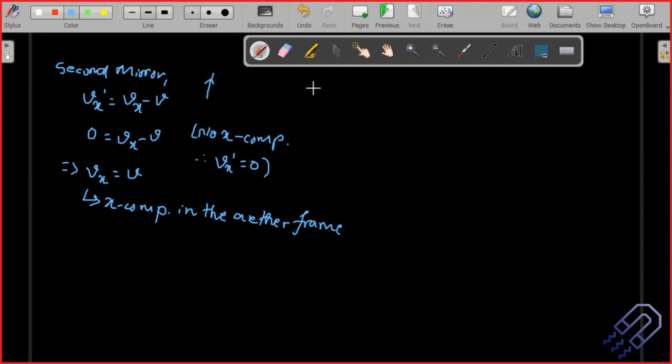Next, since we are talking about the x component, we should also talk about the y component, right? So y component means it's there. We can just write it down. Also, Vy prime is equal to Vy, and that's from Galilean transformation. Vz prime is equal to Vz. But I'll explain this again and I'll remove this Vz.